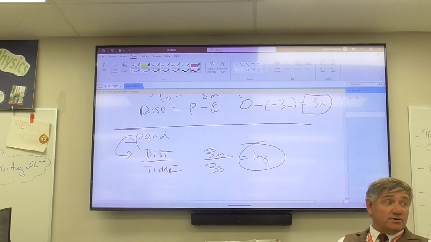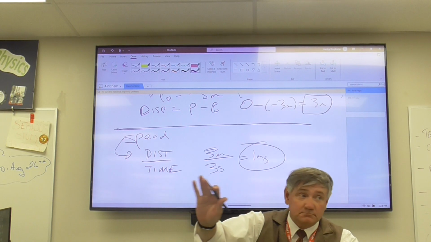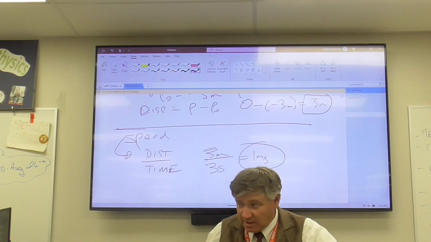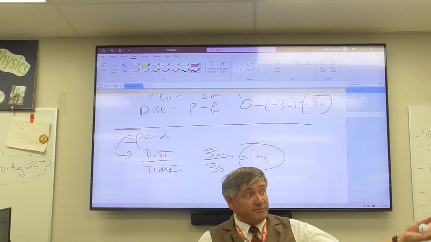That's a scalar quantity. I don't know which direction I'm going. I'm just happy to be moving at this point. I'm moving, cool, I don't know which way. I'm just moving.